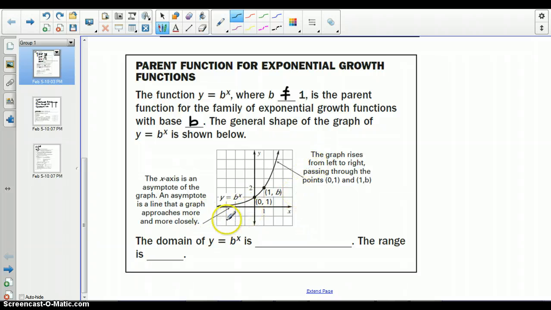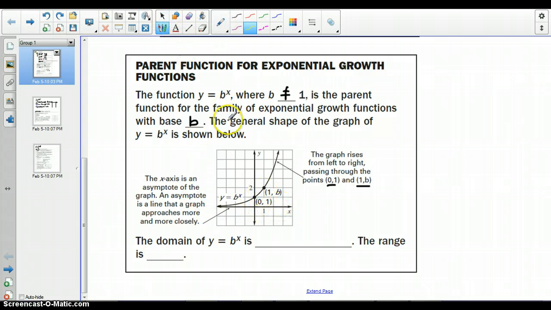The graph rises from left to right, passing through the points (0, 1) and (1, b). Those points are pretty important to remember. So remember that the parent function passes through points (0, 1) and (1, b). I'll explain that in just a second as to why it always passes through those.